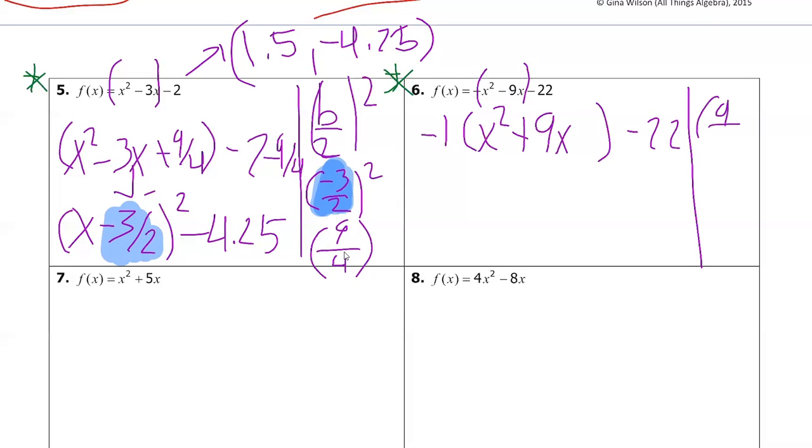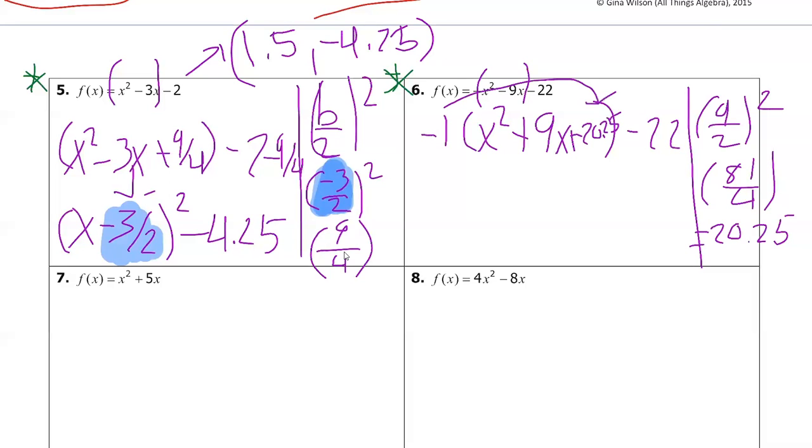So that would be 9 over 2 squared, which would really be 81 over 4. Or if you want to just divide that out, that would be 20.25, because that's probably a little bit easier to write. So give myself a little bit more room. This would be plus 20.25. Remember though, since I have a -1 in front, this is really a -20.25. So to undo that, I would add 20.25 to the outside.